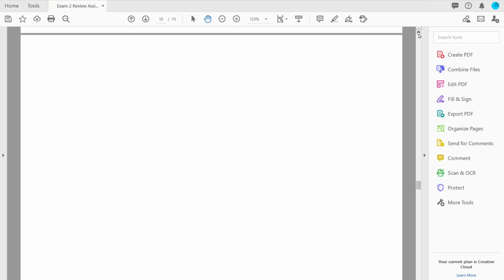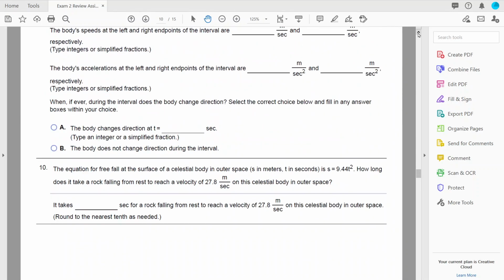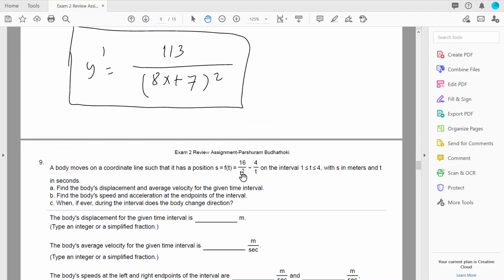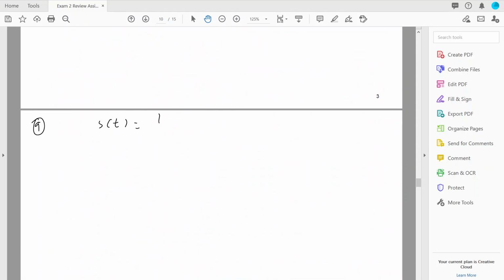So let's go to problem 9. For the first part, A, remember the position function we have given is s of t, which is 16 over t square minus 4 over t. The interval is given from 1 to 4.